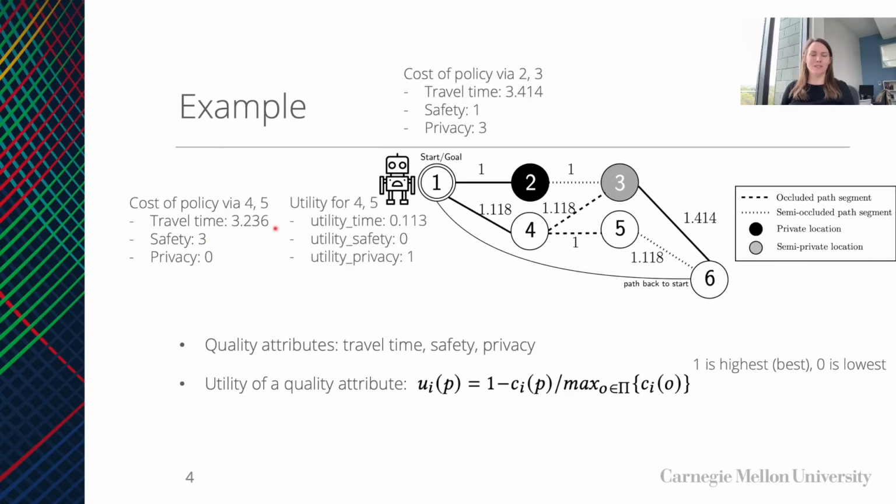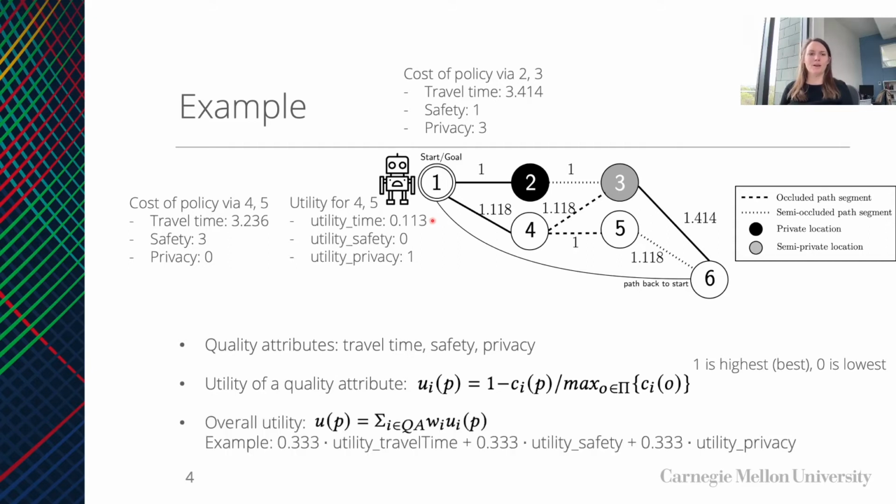So the concrete utility values here would be 0.113 for time, 0 for safety, 1 for privacy, and that really means what the usefulness of this policy is and can help people select one policy over another. If we have the utility values of different quality dimensions, we want to bring that together to the overall utility of a policy. And there we often express that as a weighted sum.